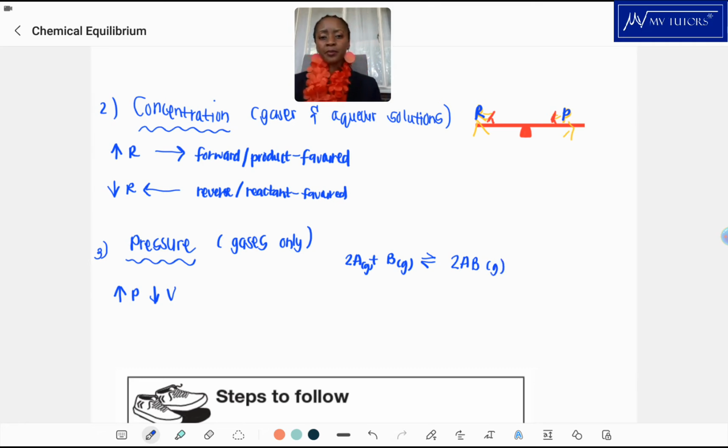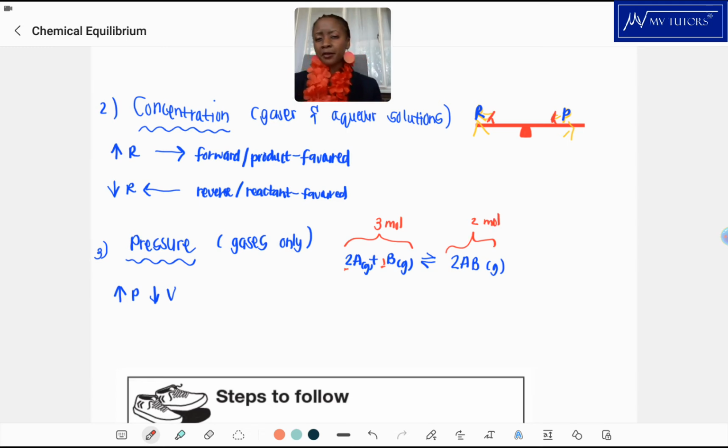So when we talk about pressure, what we're really interested in when we're looking at our chemical equation, we want to know the amount of moles for the reactants and the amount of moles for the products. So, for example, for our reactant side, we have 2 moles of A and 1 mole of B. So in total, we have 3 mole on the reactant side. And then on the product side, we have 2 mole of the product.